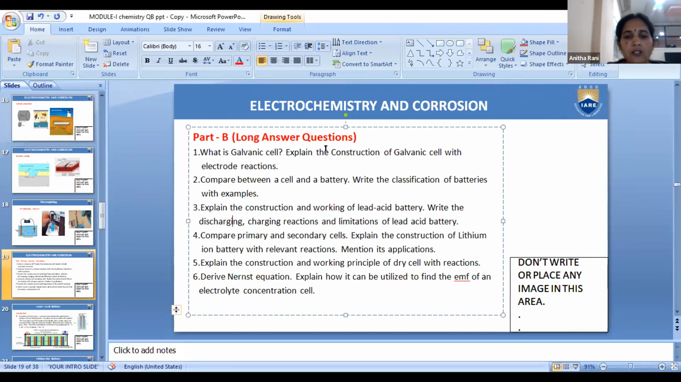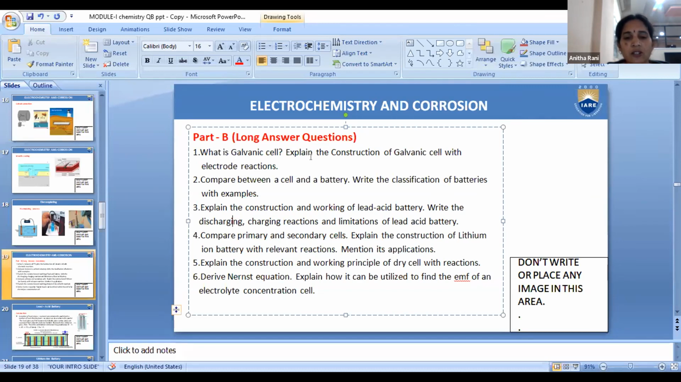Okay. So you write construction, ma. They asked construction. And after construction, you have to explain the electrode reactions, that is anode and cathode, oxidation and reduction reactions. You have to write the reactions. Then after reactions, you write what is EMF.